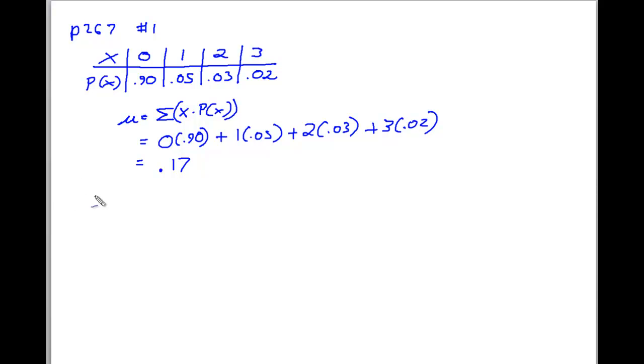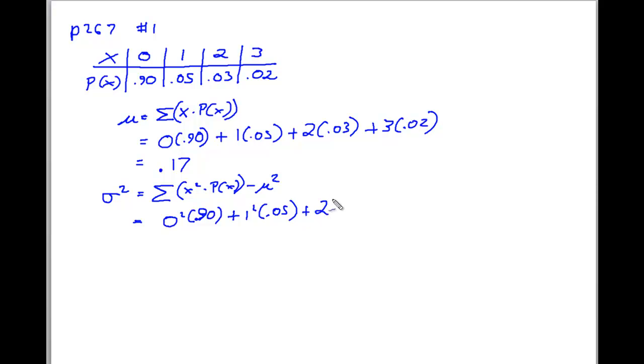Now we're going to find the standard deviation. To find the standard deviation, we use this formula. It's the sum, but in this case we're going to have x squared times P of x, and then we're going to subtract mu squared from that. We're going to use this mu from our previous problem here, so the setup is going to be taking 0 squared times 0.90, plus 1 squared times 0.05 plus 2 squared times 0.03 plus 3 squared times 0.02.